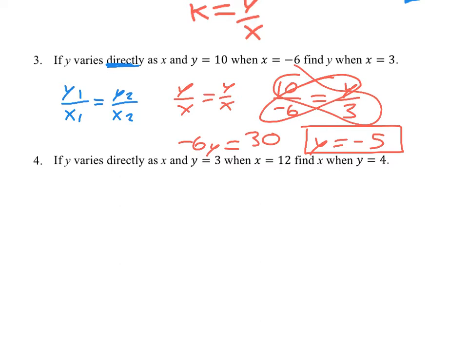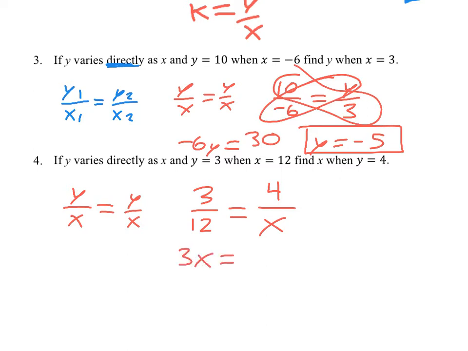For number 2, y varies directly as x again. So when y equals 3, x equals 12. Find x, so we're solving for x this time, when y equals 4. So we cross multiply again. So diagonally, 3 times x equals 4 times 12, which is 48. So x equals 16.